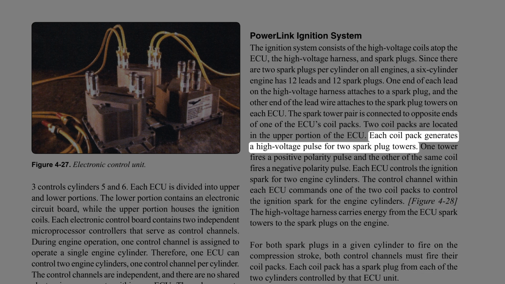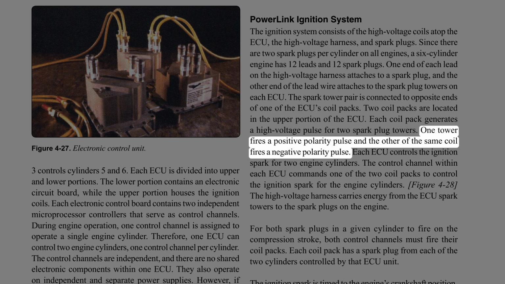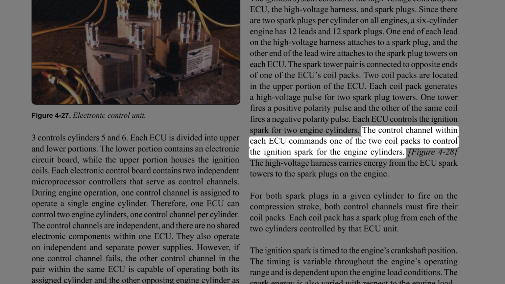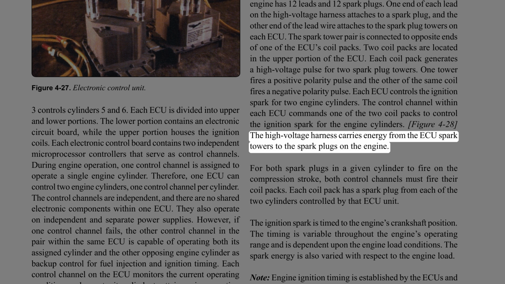Each coil pack generates a high-voltage pulse for 2 spark plug towers. One tower fires a positive polarity pulse and the other of the same coil fires a negative polarity pulse. Each ECU controls the ignition spark for 2 engine cylinders. The control channel within each ECU commands one of the 2 coil packs to control the ignition spark for the engine cylinders. The high-voltage harness carries energy from the ECU spark towers to the spark plugs on the engine.